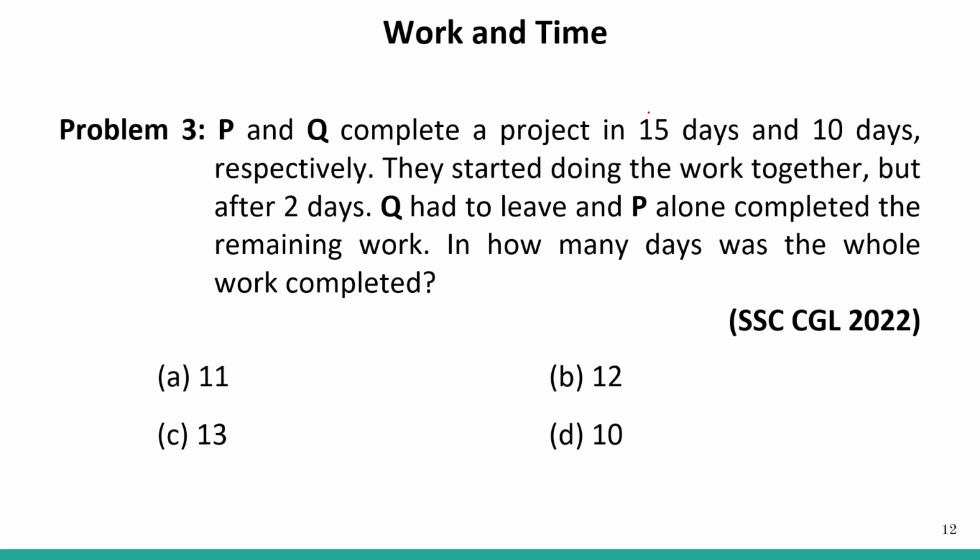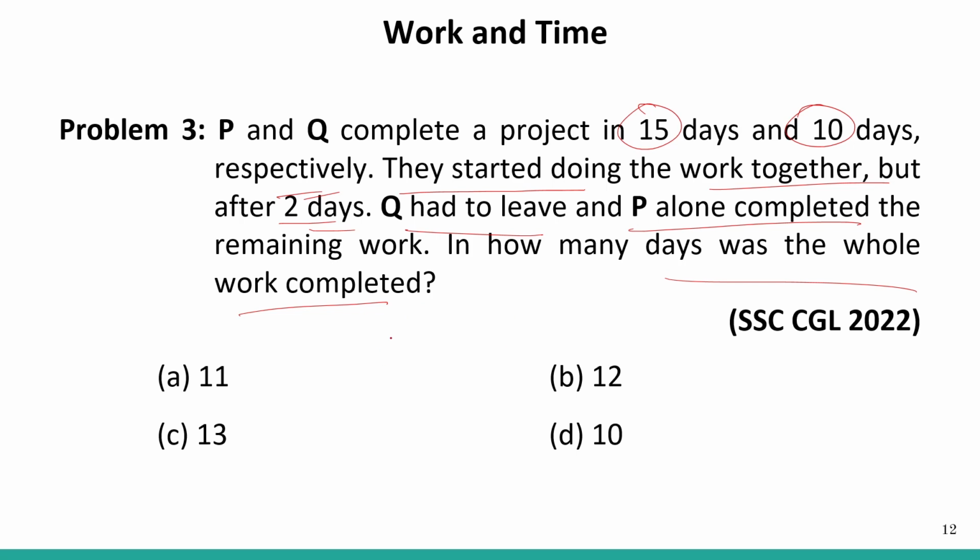P completes it in 15 days, and Q completes it in 10 days respectively. So they started doing the work together, but after 2 days, Q had to leave and P alone completed the remaining work. So how many days was the whole work completed?